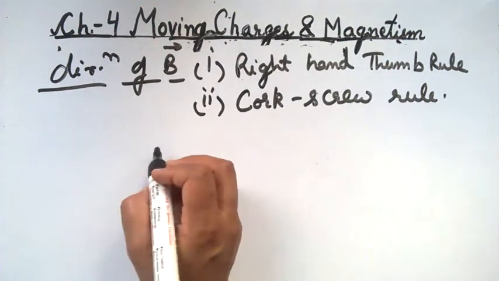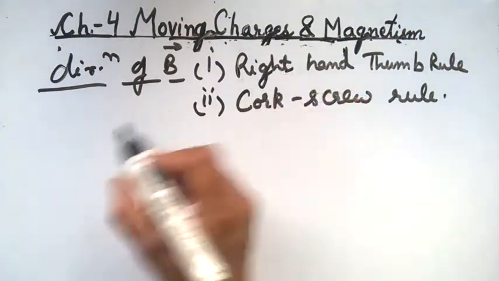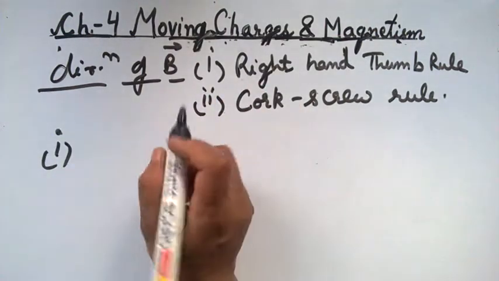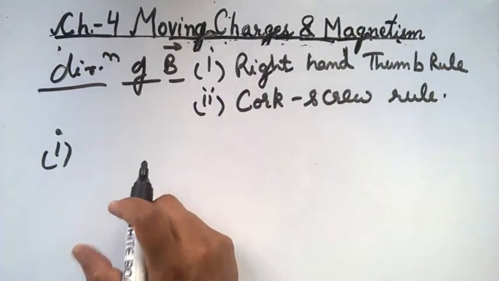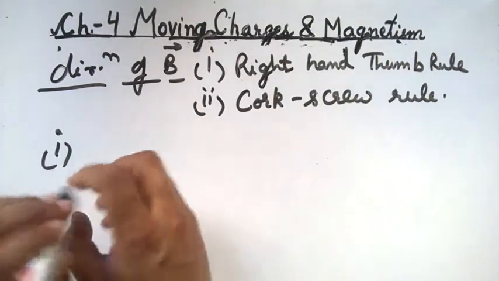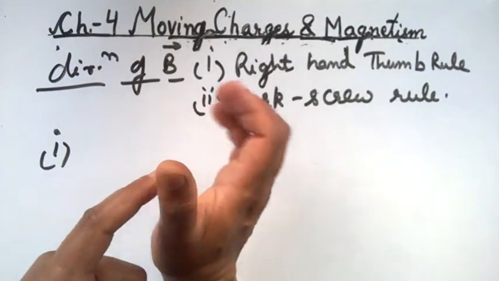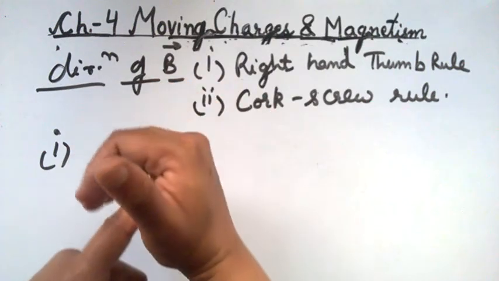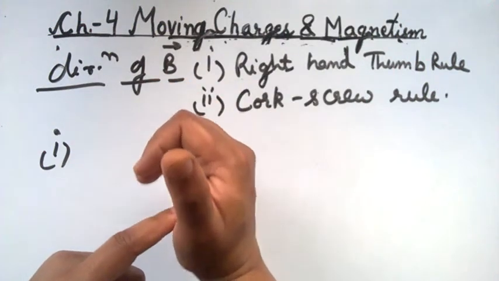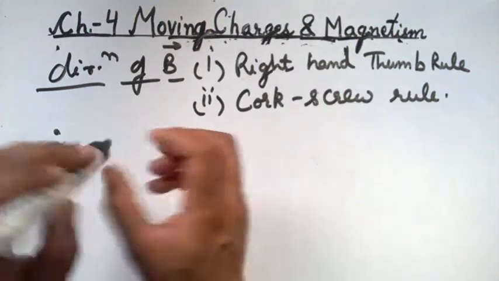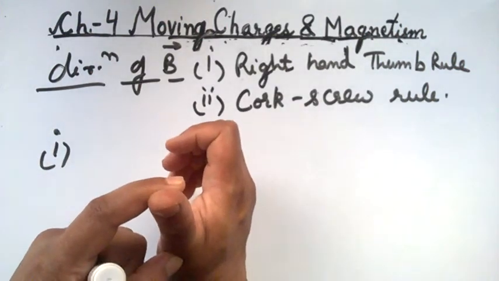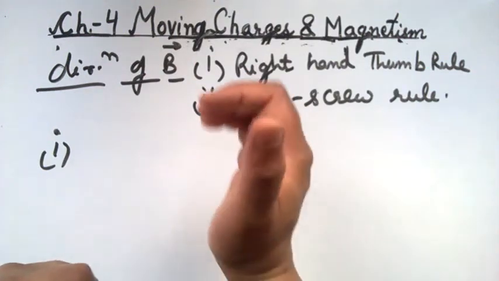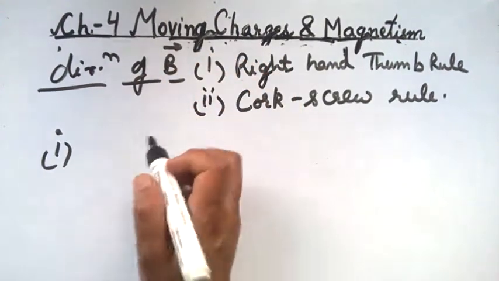Let us suppose we are holding a current carrying conductor in our right hand in such a way that the thumb points in the direction of current, then the encircled fingers will give the direction of magnetic field. Similarly, if the thumb gives the direction of magnetic field, then the encircled fingers will give the direction of current.